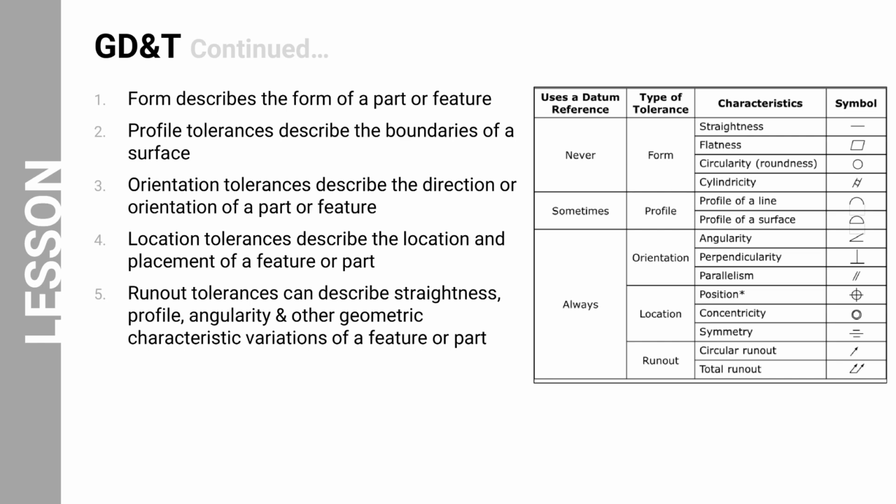Form tolerances, as the name suggests, describe the form of the part and feature, such as its straightness, flatness, or roundness. Profile tolerances describe the boundaries of a surface. They can be very complex as they can define a variety of boundaries. Orientation tolerances describe the direction or alignment of a part or feature, such as if a feature is parallel or perpendicular to another feature. Location tolerances describe the location and placement of a feature or part, such as its position and relative symmetry. Lastly, the runout tolerances can describe straightness, profile, angularity, and other geometric characteristic variations of a feature or part. The table on this slide shows the geometric characteristics and their respective blueprint symbol.